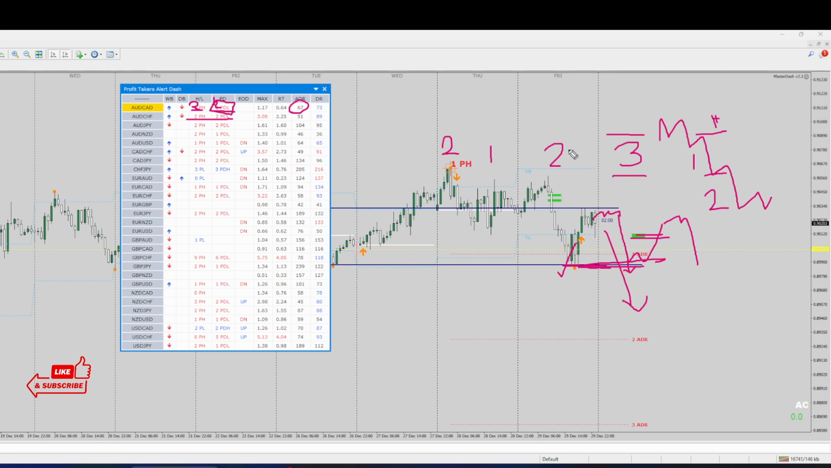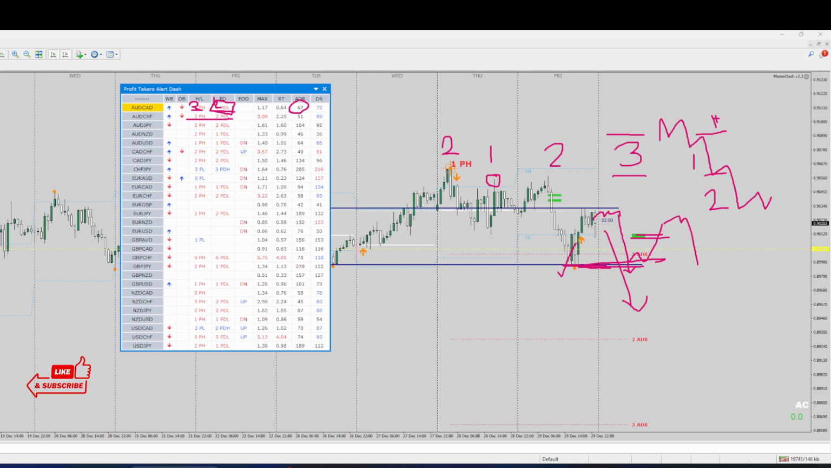We know that even if price touches a previous level, even just a little bit, or stop hunts it, it still counts as a break, but it's a break fail, which is what we wanted anyway. We wanted to break and fail. I hope that makes sense.